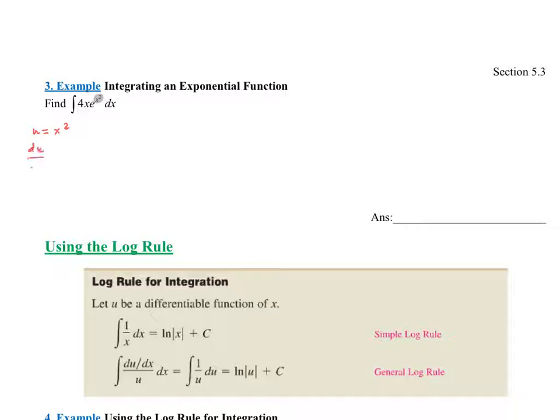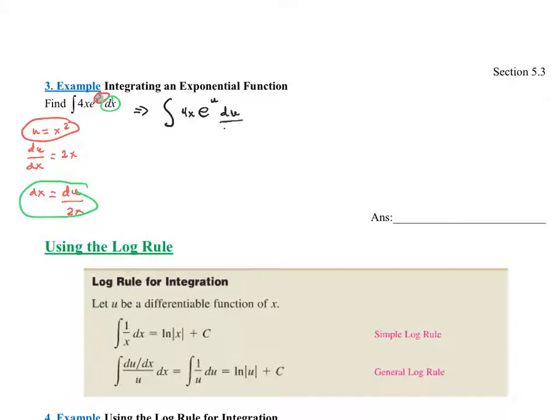Again, take the derivative with respect to x of both sides, so du dx would equal 2x. We're going to solve for dx by dividing both sides by 2x, so we'd be left with du over 2x. We're going to substitute in for u, and we're going to substitute in for dx, and rewrite our original integral. So I'd still have the integral of 4x, then it's e, and instead of x squared, that's our u, and then dx was du over 2x.